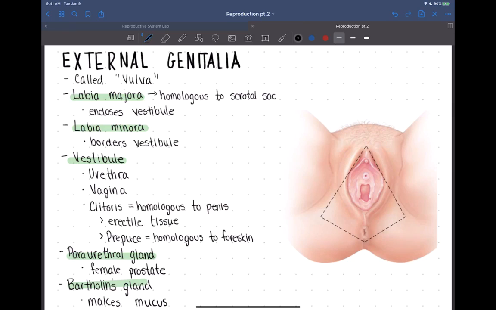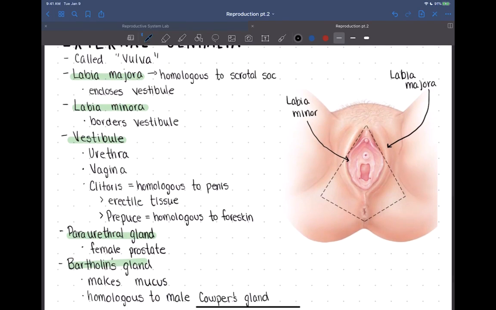So let's see, we can label some of this on the picture. Labia majora are on the outside, right? So that would be labia majora. And then labia minora would be on the inside here, okay? And so they're going to border the vestibule. And what the vestibule refers to is the urethra, the vagina, and the clitoris, so the openings for each of those.